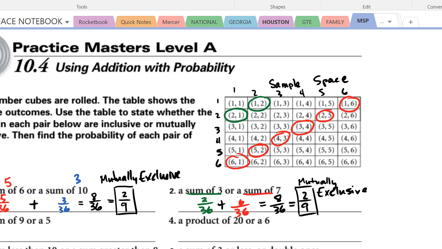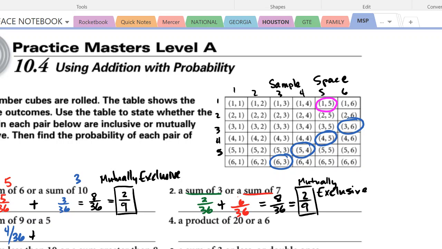The next question asks a sum of 9. All right, so it adds up to give you 9. That would be right here. 6 and 3, 5 and 4, 4 and 5, 3 and 6. So that's 4 out of 36. Or a 5. And so we're looking for things that, oh no, notice it doesn't say a sum of 5. It just says it has a 5. So that would be all of these vertical on the 5s here have a 5, right? And all of these have a 5 going across.